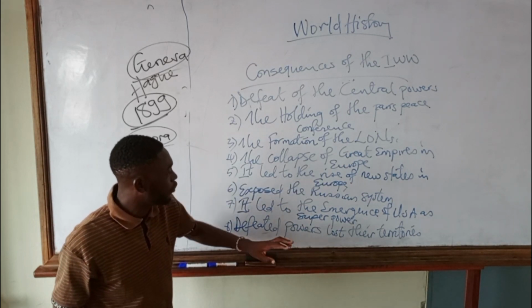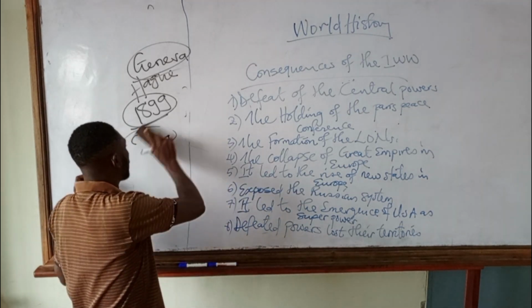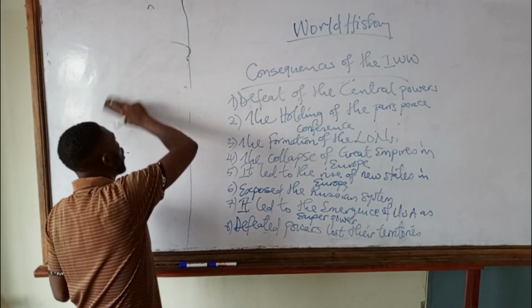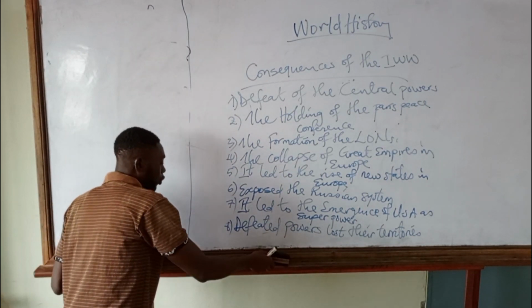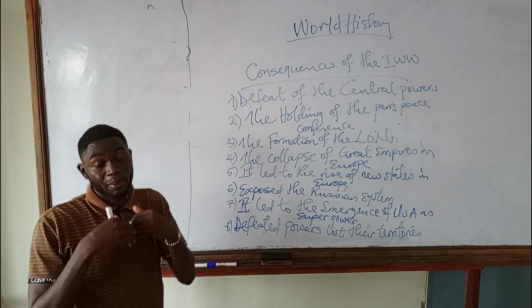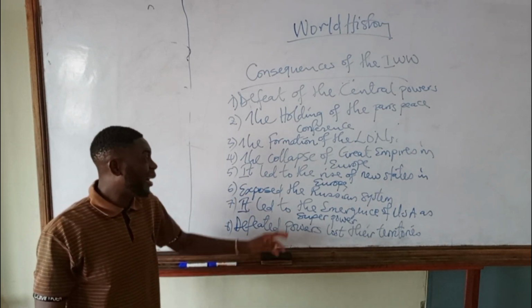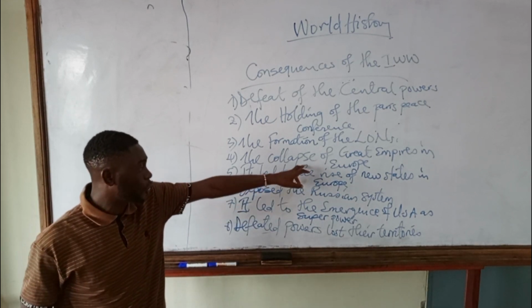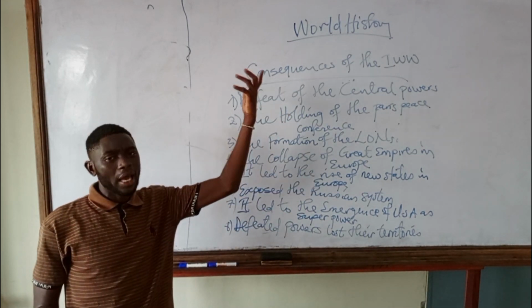It led to the rise of new states in Europe. The outbreak of the First World War helped the growth and development of some new states in Europe, especially in Eastern Europe. As these empires we have mentioned collapsed, new states emerged from them.